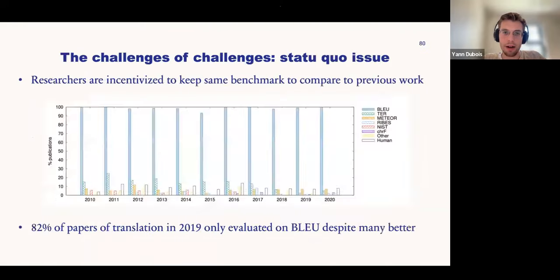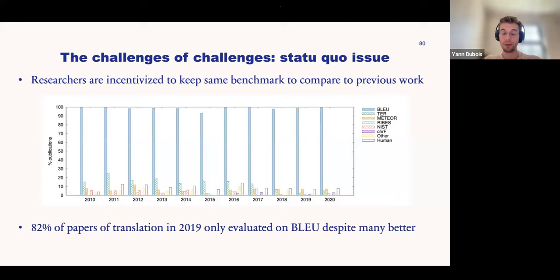Okay, I think this is probably enough for now. Maybe one last thing, and then I'm going to open it up for questions. One challenge, I would say the challenge of challenges, is that researchers are incentivized to keep the same benchmark, even if the benchmark is bad. The reason is that every time we write a paper, we have to compare to previous results on the previous benchmarks, so you're incentivized to always use the same type of benchmarks.